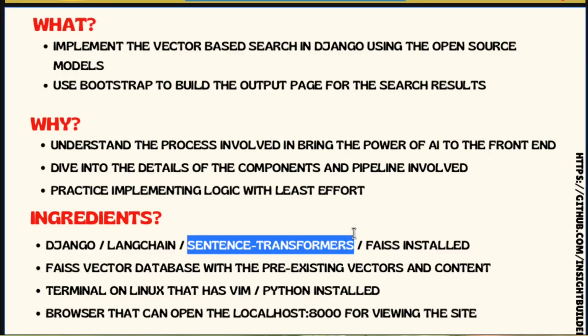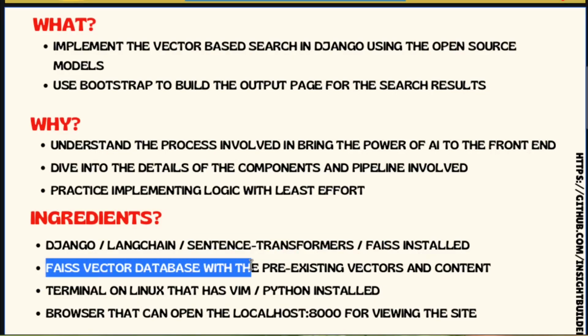The model that we'll be using also I'll be sharing with you. And if you are new to sentence transformers, take a look at the necessary video in my playlist. You will be able to find it out. FAISS vector database with pre-existing vectors. So I already have this vector database in this discussion that I'll be sharing. The database is already available. I'll be showing you where the database is and you can use it directly. I'm not going to tell you how to populate the vector database.